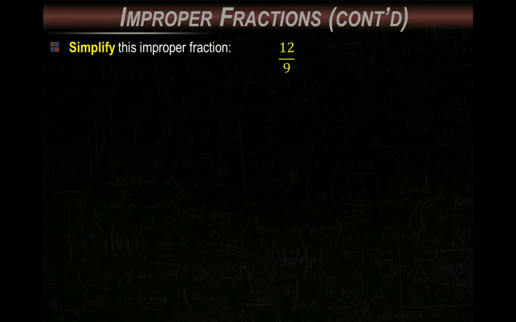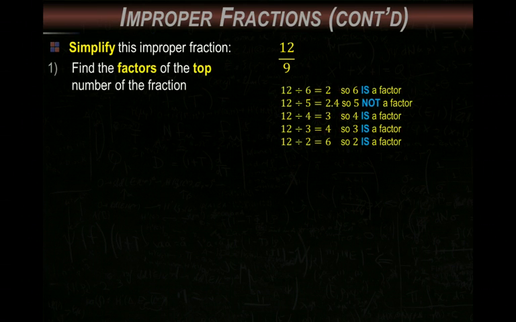So if I said simplify that improper fraction, 12 over 9, okay? Remember, the way you simplify something is you take each number and create factors for it. So the factors of 12 would be, well, I divide it by the number, and if I get a whole number like 2, then it's a factor. So 6 is a factor. I divide 12 by 5 and I get 2.4. Well, that's not a whole number, so 5 is not a factor. 12 divided by 4 is 3, so 4 is a factor. 3 is a factor, and 2 is a factor. So I've got a set of factors for 12.